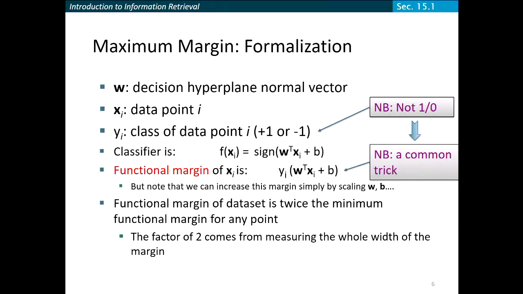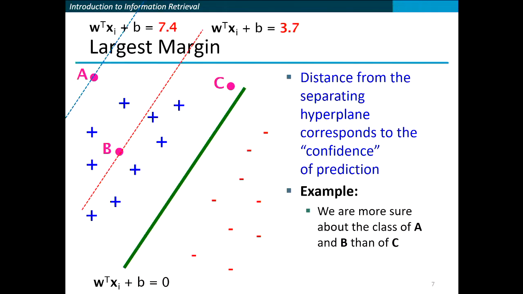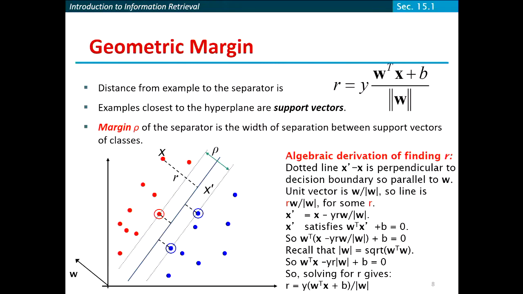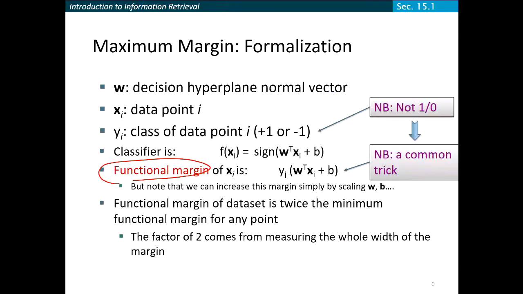So what do we do? We want to maximize the margins. There are two kinds of margins. One is called the functional margin, and the other is called the geometric margin. So let's look at the functional margin.